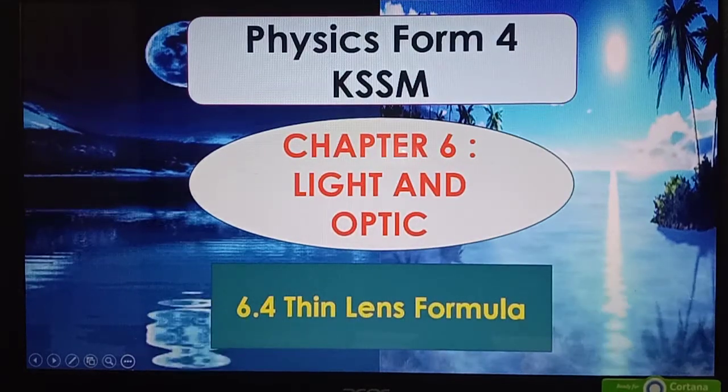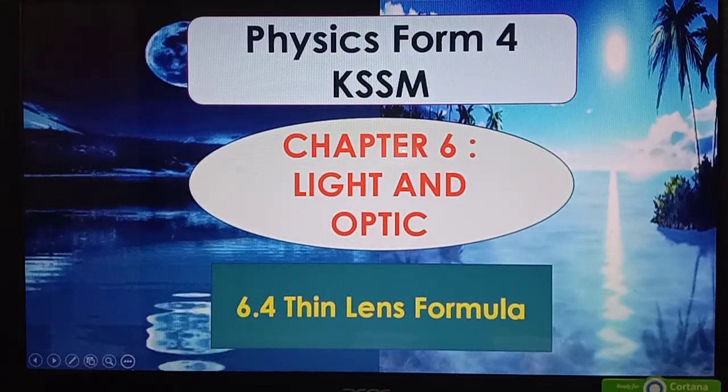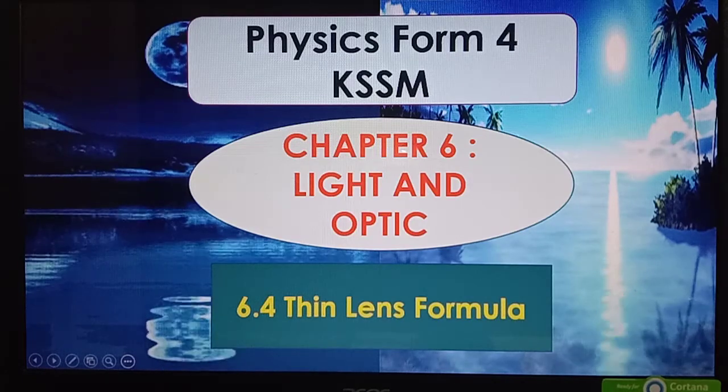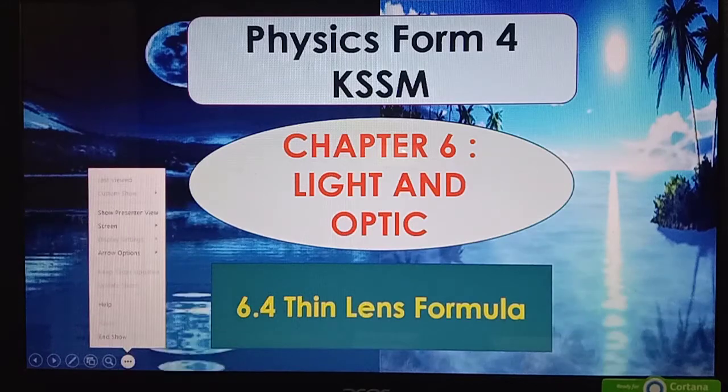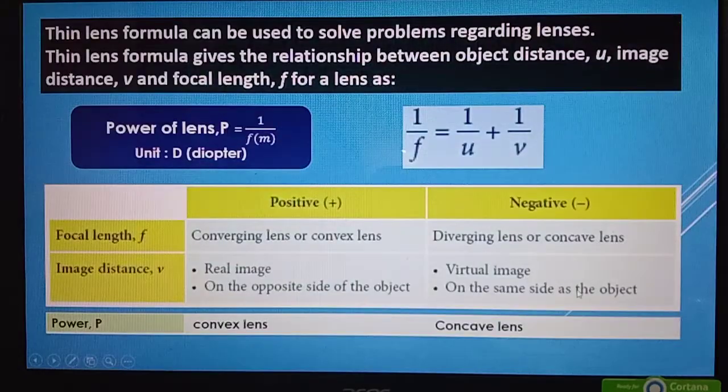So we continue the next part, 6.4 Thin Lens Formula, still under the same chapter 6, Light and Optics. In my previous video I discussed two types of lenses, convex lens and concave lens, and also the terms object distance U, image distance V, and focal length F for a lens.